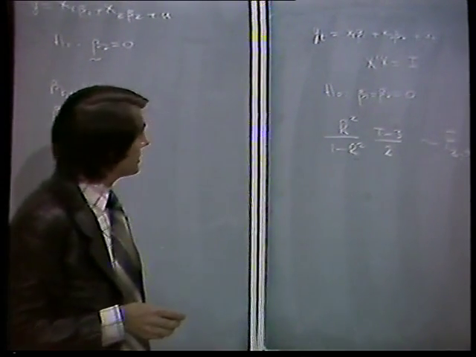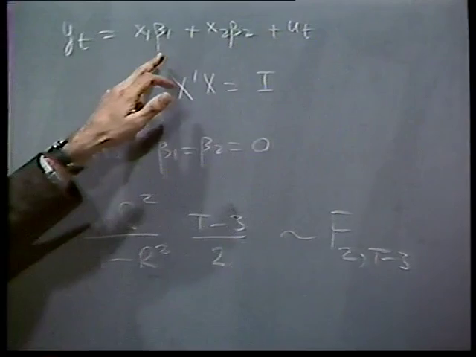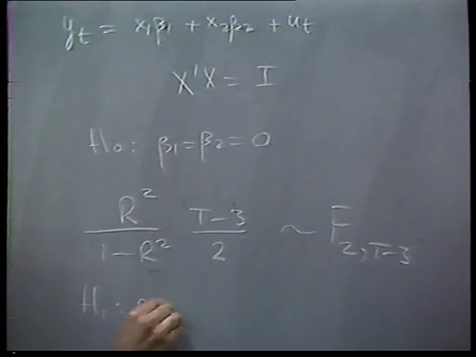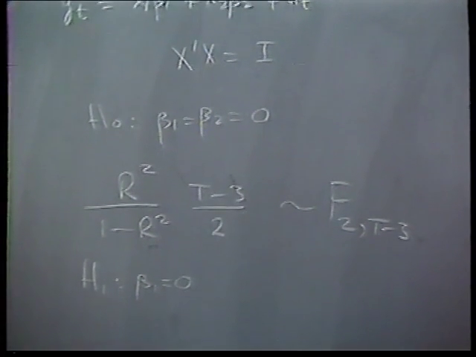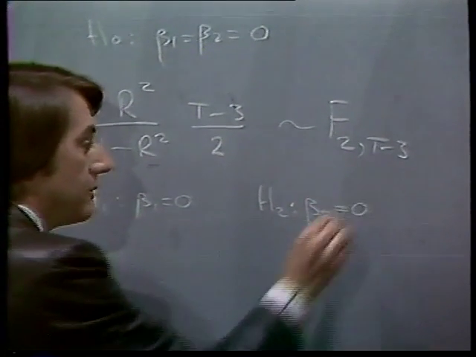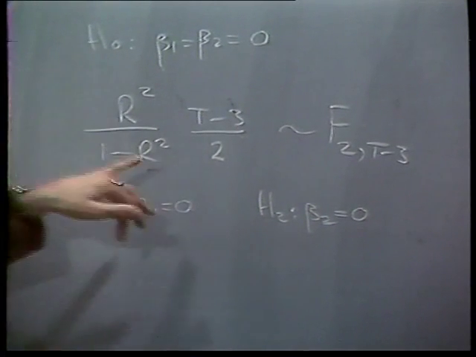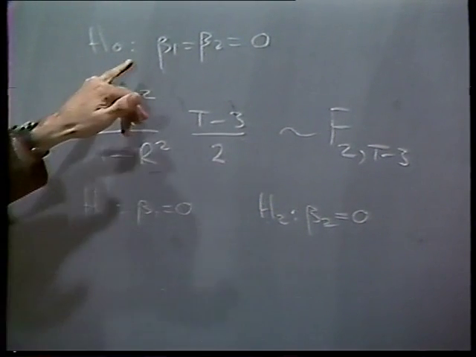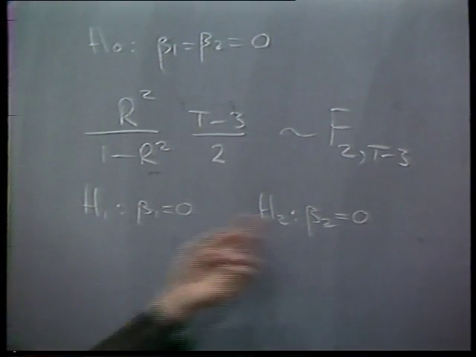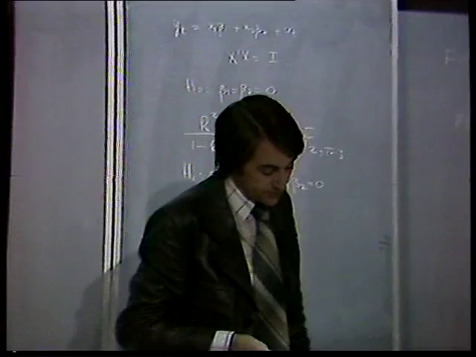But that still has the problem that if we are in fact interested separately in the hypothesis H1 that beta 1 is 0, and also in H2 that beta 2 is 0, if when we test H0 using this F-test we have a rejection, we haven't found out whether in fact both of these are rejected, and we might be interested in that.